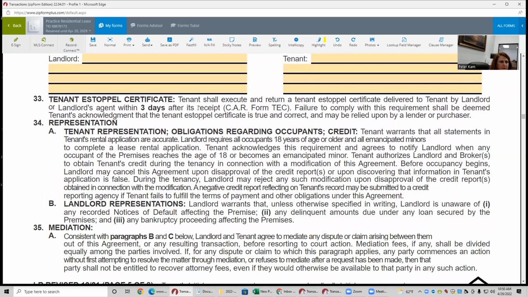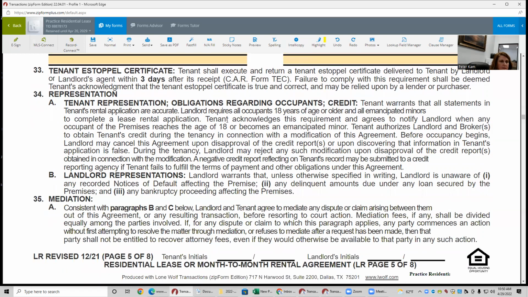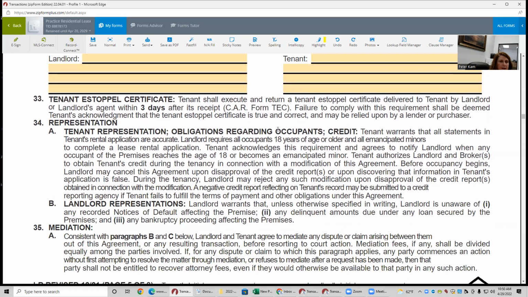Okay, tenant estoppel certificate. The tenant shall execute and return a tenant estoppel certificate delivered to the tenant by the landlord or landlord's agent within 3 days after its receipt. Failure to comply with this requirement shall be deemed the tenant's acknowledgement that the tenant estoppel that the landlord provided them is true and correct and may be relied upon by a lender or a purchaser. So I've seen cases where sometimes a tenant does not want to sign that estoppel. So right here, you have some protection in this agreement, that if they don't want to sign it, then that's deemed reliable, okay?